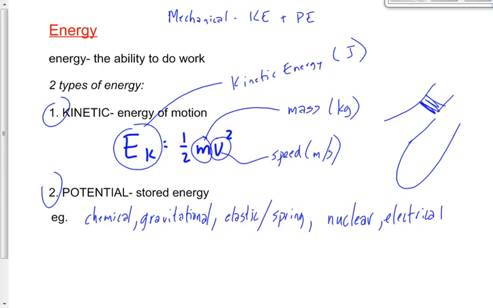There's two types of potential energy that we're going to focus on. Gravitational potential energy and elastic and spring potential energy. We'll focus on those in time. Right now, I want to pay pretty close attention to kinetic energy. We'll master that, and then we'll deal with these two kinds of potential energy, gravitational and elastic or spring potential.